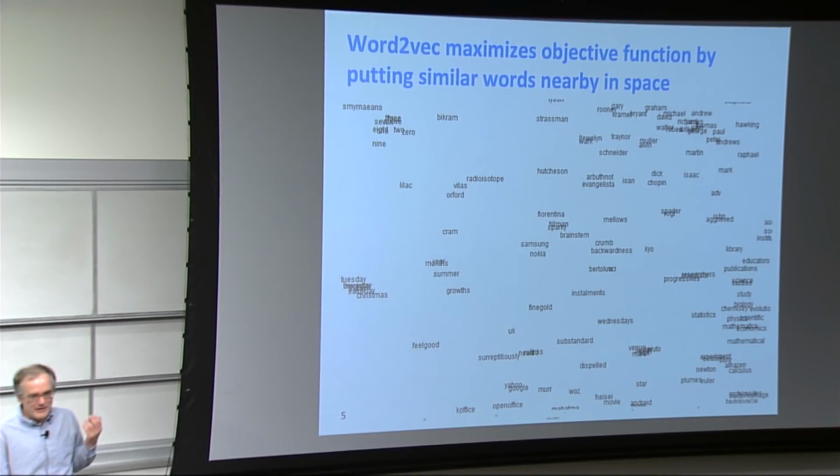But most of the properties of high-dimensional vector spaces are very unintuitive, and one of the ways that they're unintuitive is that in a high-dimensional vector space, a word can be close to lots of other words in different directions.